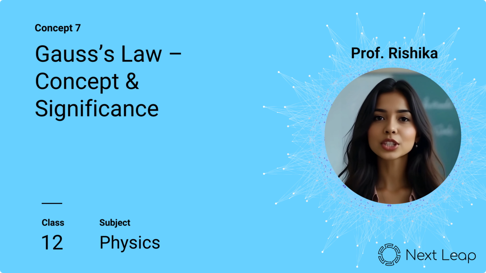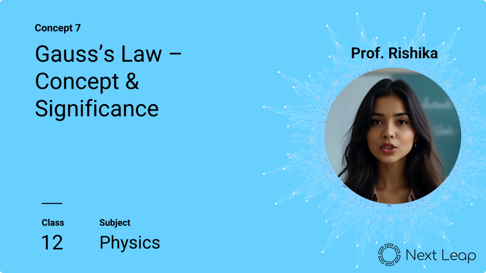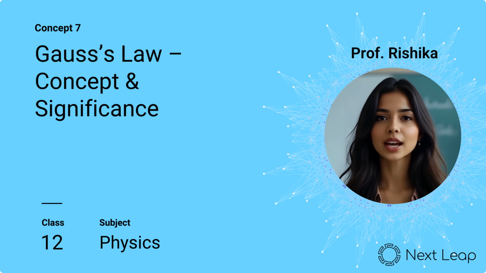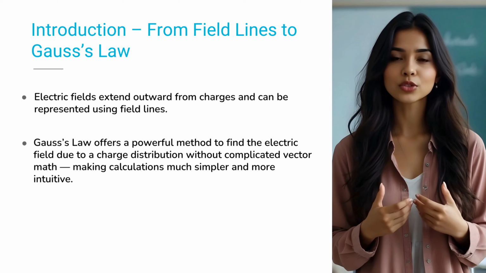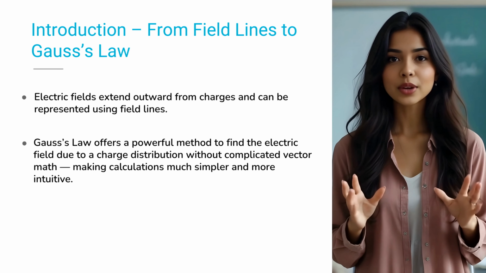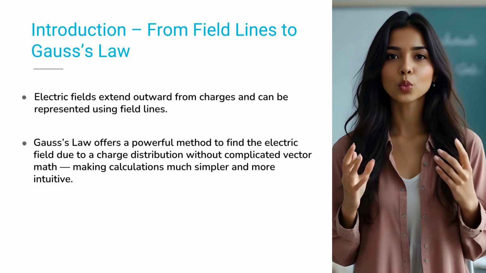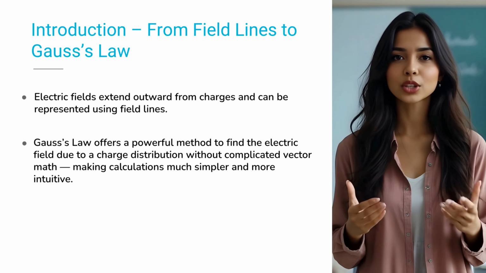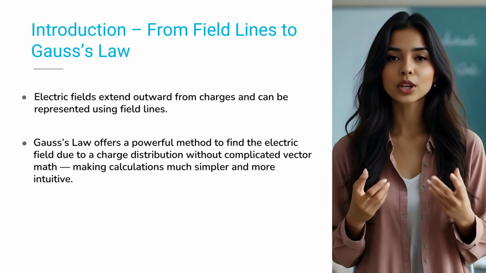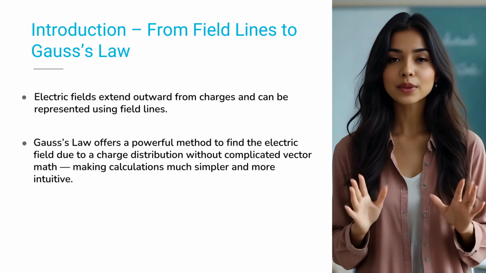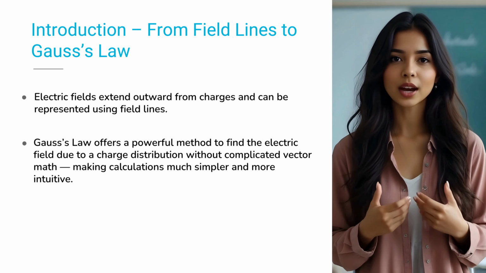Welcome back. Today's topic is Gauss's Law. It is one of the most powerful and elegant results in electrostatics, and today we'll understand what it means, how it works, and what makes it special. By now, we understand that electric fields extend outwards from charges, and we can represent them using field lines. But wouldn't it be amazing if we could find the electric field due to a charge distribution without complicated vector math? That's exactly what Gauss's law allows us to do.